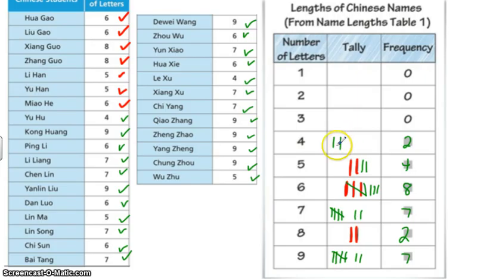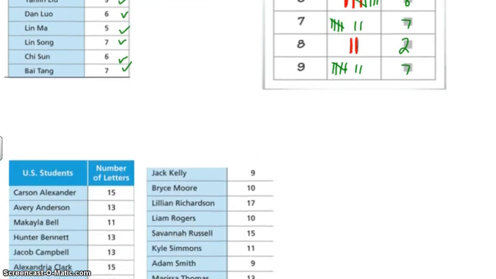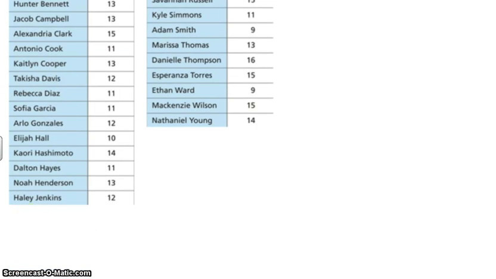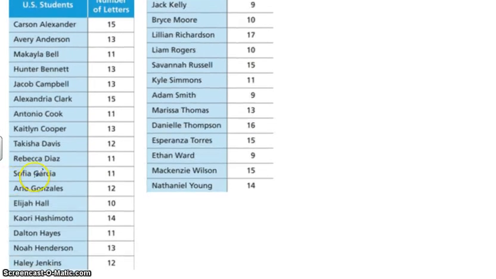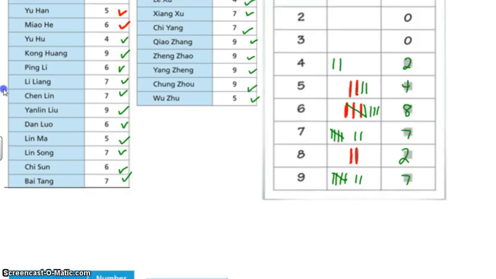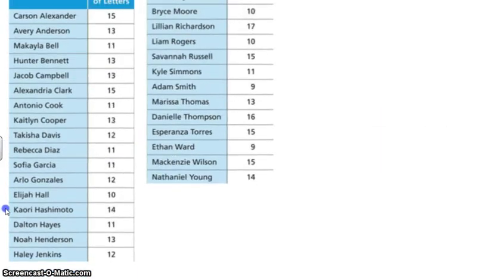All right, so that's the frequency table for the Chinese. Now let's go down to the American list, the United States list, and we are going to make a frequency table from scratch for them. Just like up here, the first thing I'm going to do is find the smallest and the largest values, because that's going to help me tailor my table.